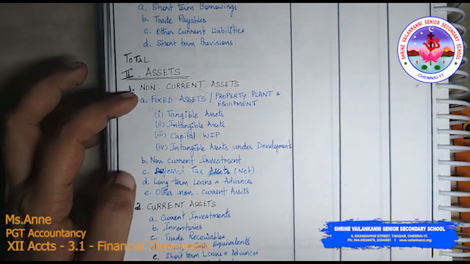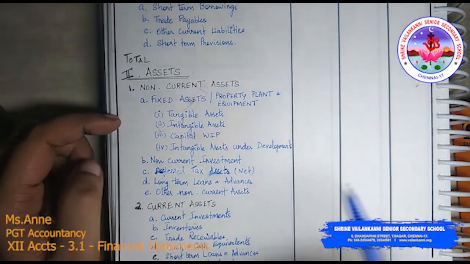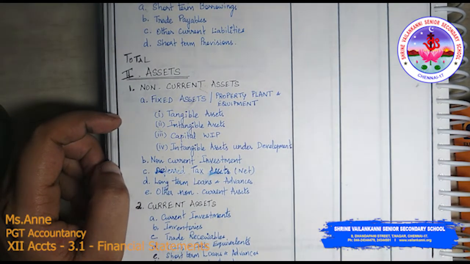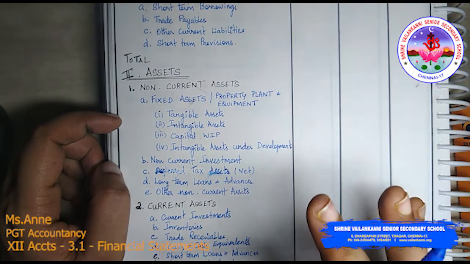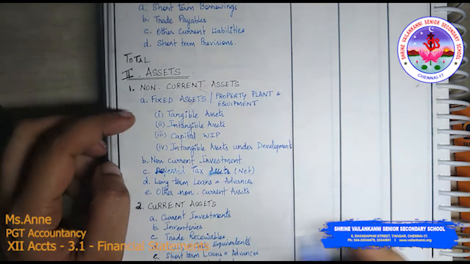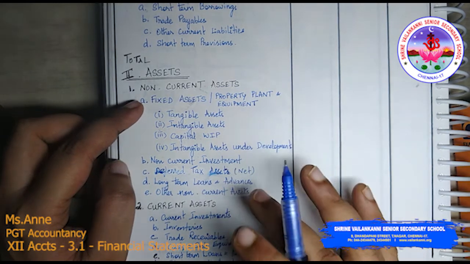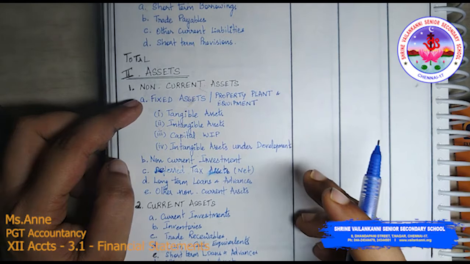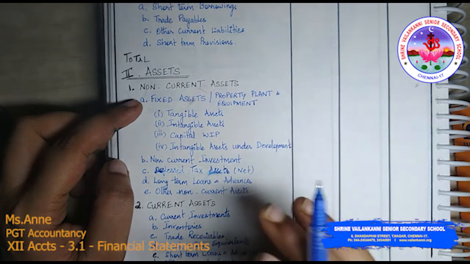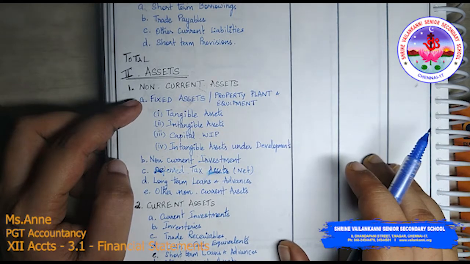You will be able to get it. Repeatedly say something, and it will automatically come to you. You don't have to go to it; if you repeatedly say something, automatically it will come to you. Okay, so fixed assets, investments, tax, that is deferred tax assets, long-term loans and advances, other non-current assets.